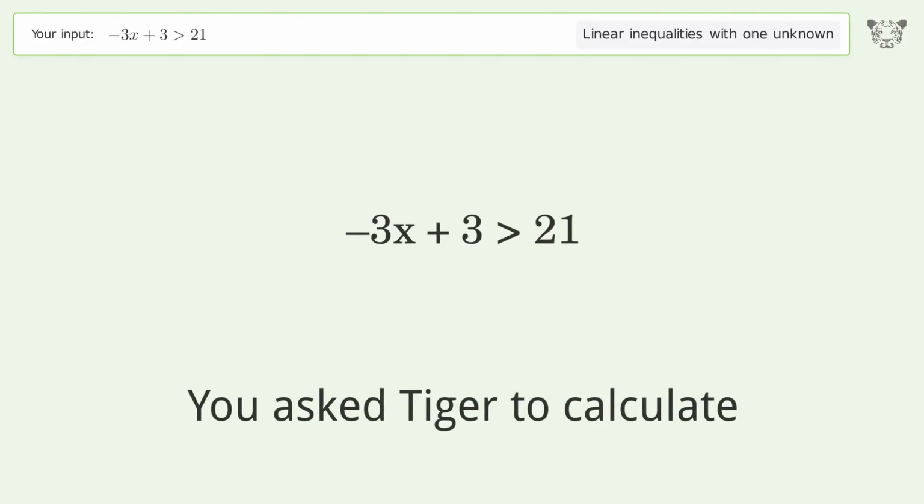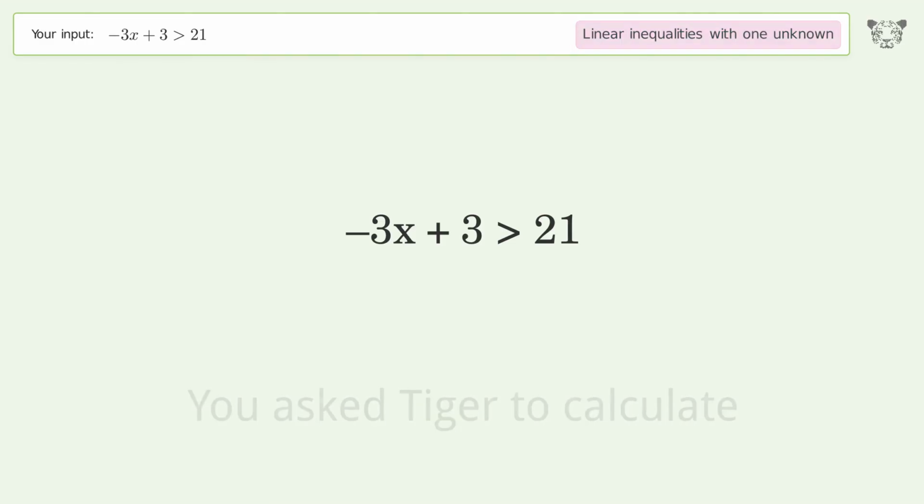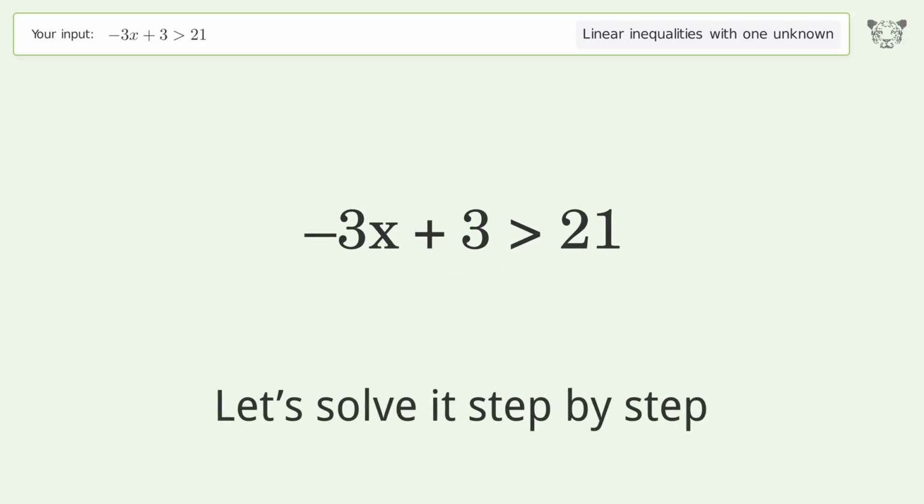You ask Tiger to calculate. This deals with linear inequalities with one unknown. The final result is x smaller than -6. Let's solve it step by step.